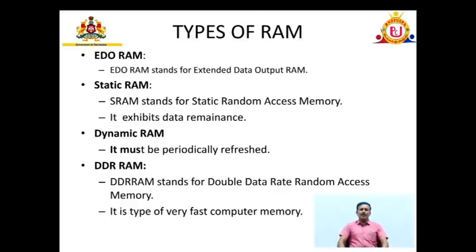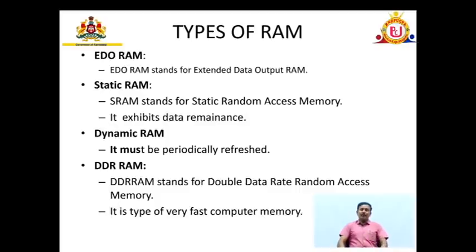One more RAM used earlier to DDR RAM is SDRAM, synchronous dynamic random access memory. After SDRAMs, DDR RAMs came. Then DDR2, which we are using now. The second version is double data rate second version random access memory. To increase the capacity of RAM, we use DDR2 RAMs nowadays. These are very fast computer memories.